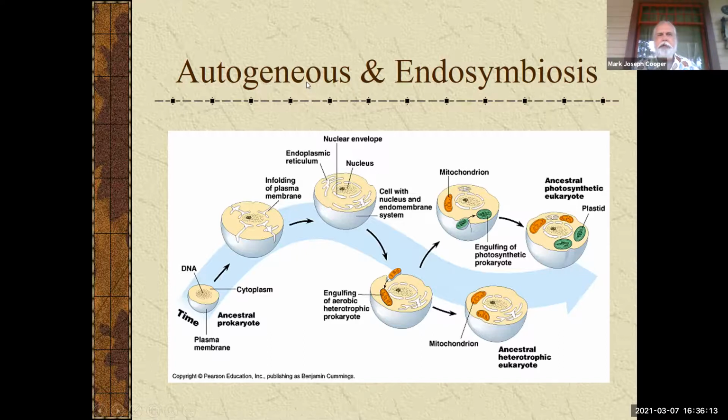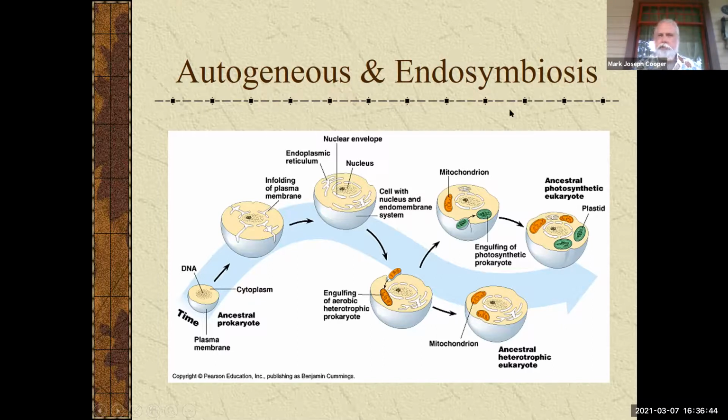Autogenous is not a term that you will see in the textbook, but I want you to know the term. It just means self-generated. So looking at some of these organelles, the idea is they are self-originated. Autogenous means that you're getting this infolding of membranes. And so you're seeing things like the endoplasmic reticulum, maybe the nuclear envelope or membrane, the Golgi apparatus. Those things could have formed through this system.